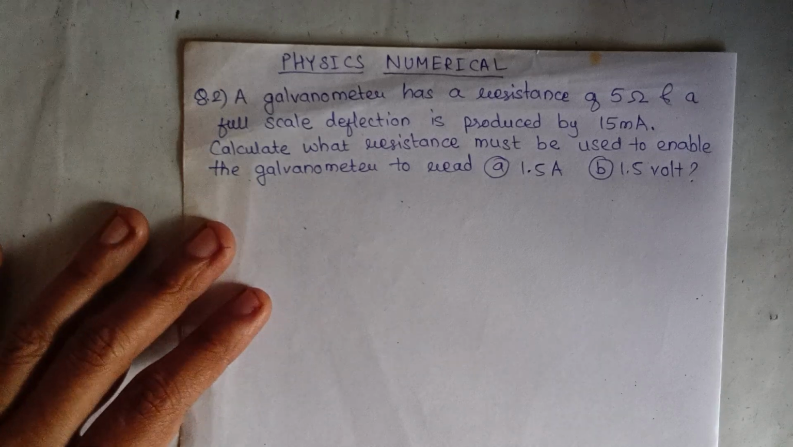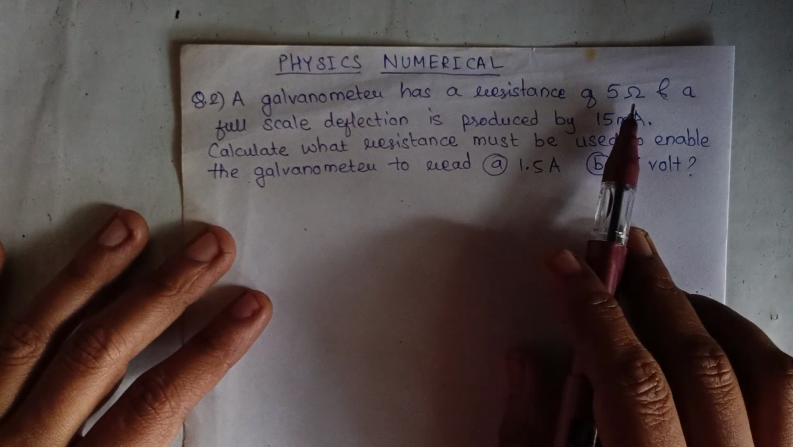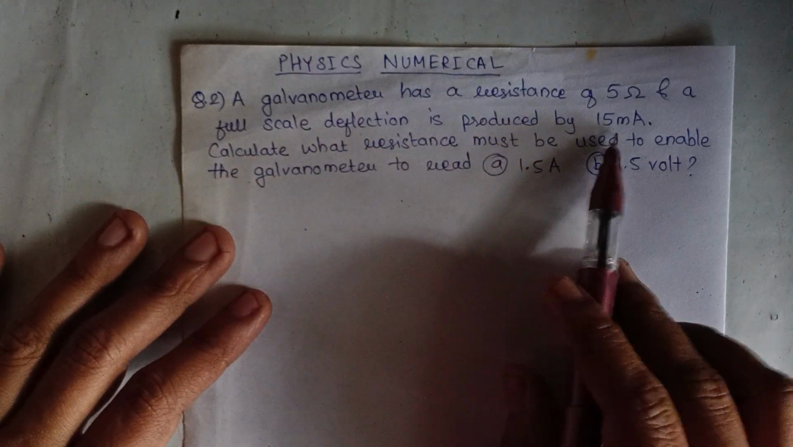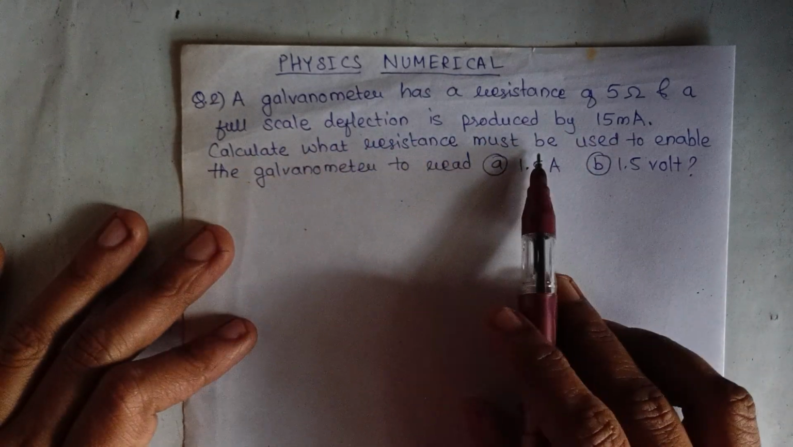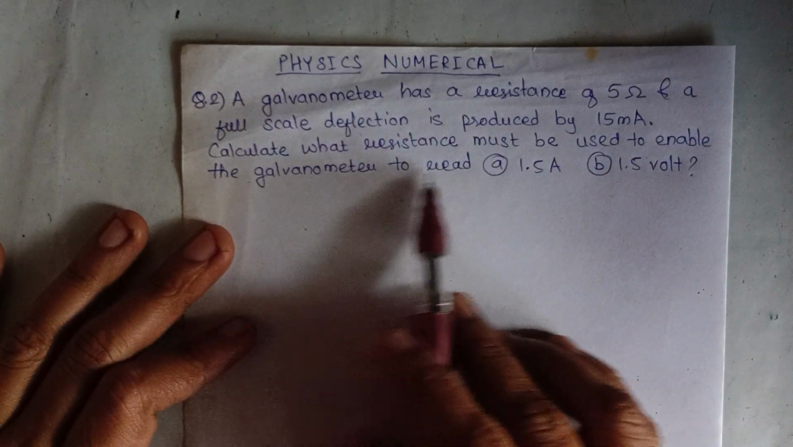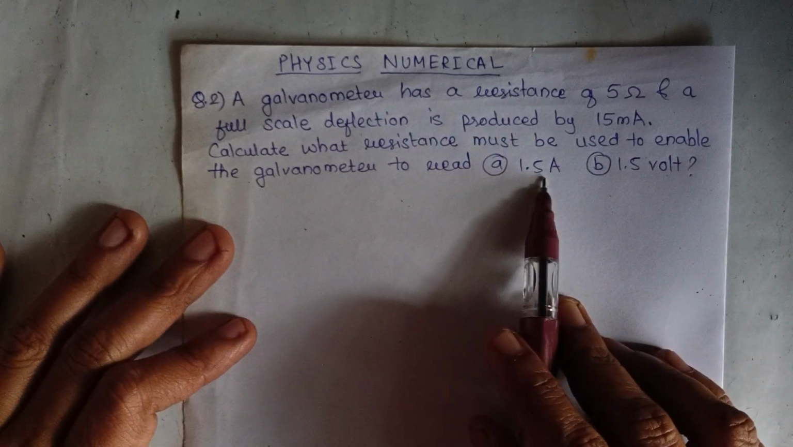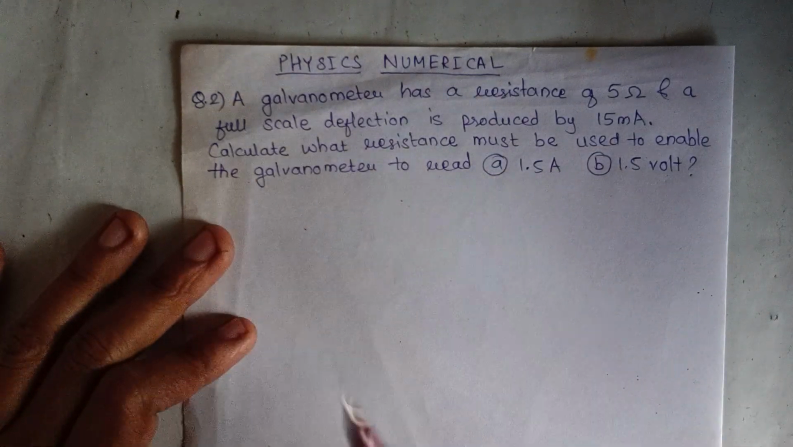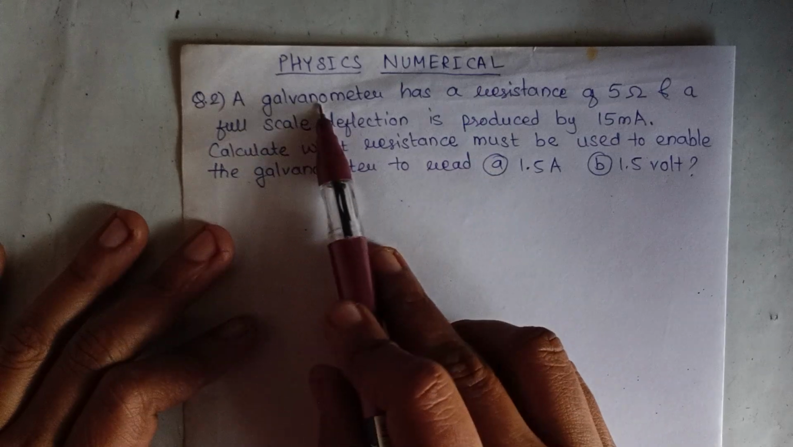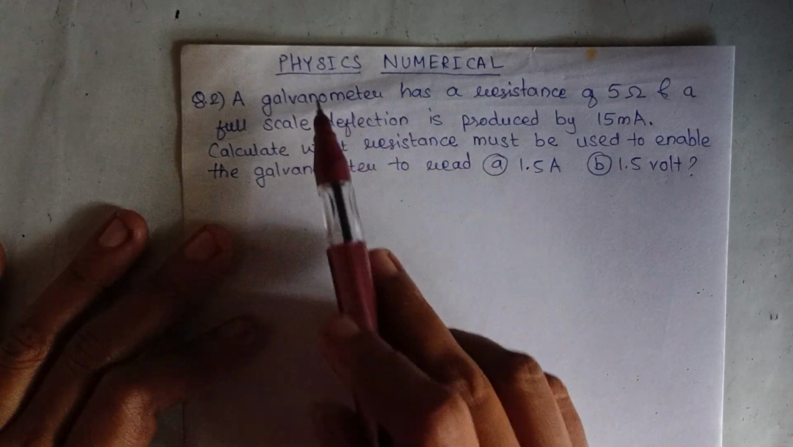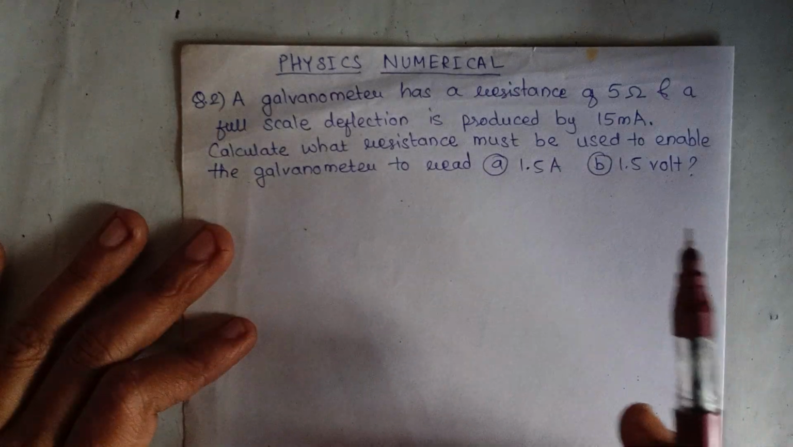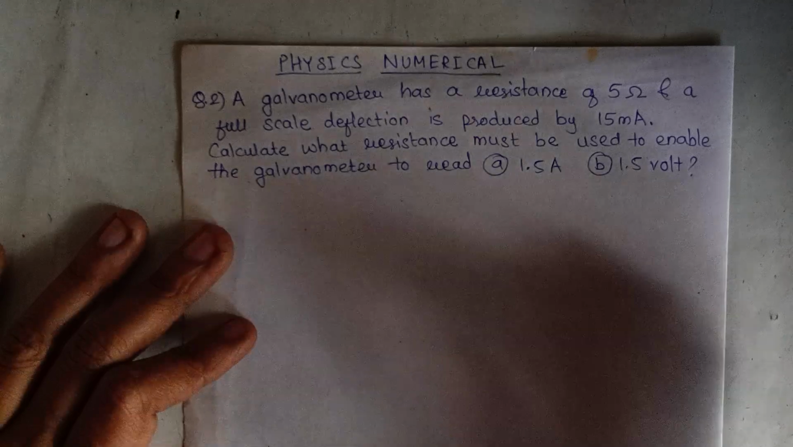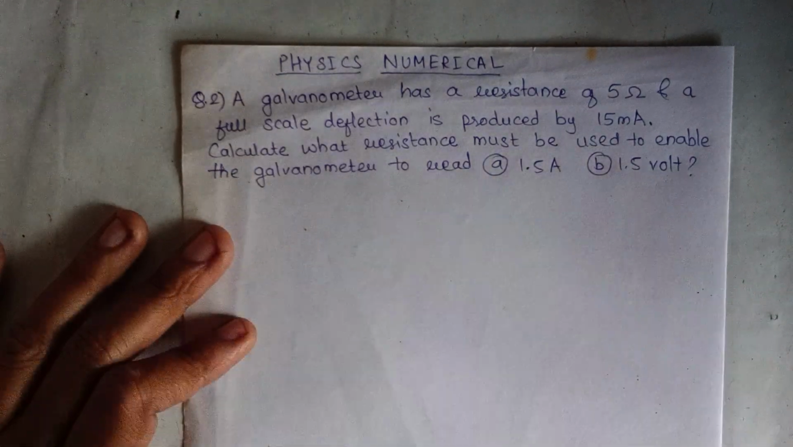Second question. A galvanometer has a resistance of 5 ohm and a full scale deflection is produced by 15 milliamp. Calculate what resistance must be used to enable the galvanometer to read 1.5 amp and 1.5 volt. Here we have given both, that is, this galvanometer is converted into an ammeter and also into a voltmeter. Whatever resistance we have to use to make it into an ammeter and voltmeter, that we have to find.